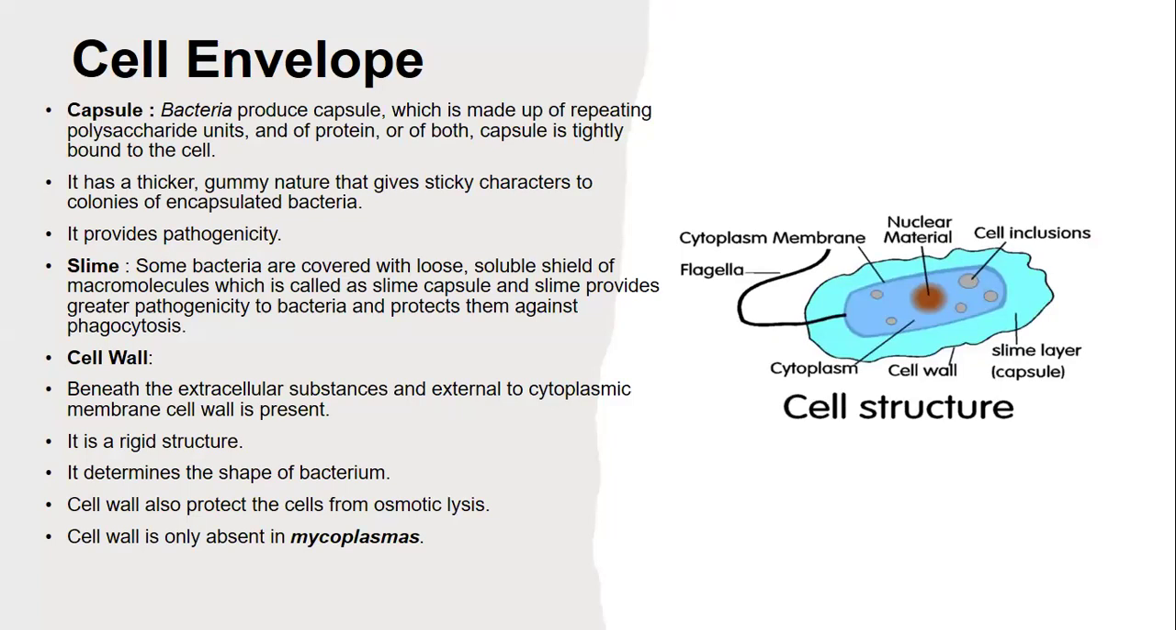The other structure is the cell envelope. The cell envelope consists of the capsule, slime, and the cell wall. First of all, the capsule.